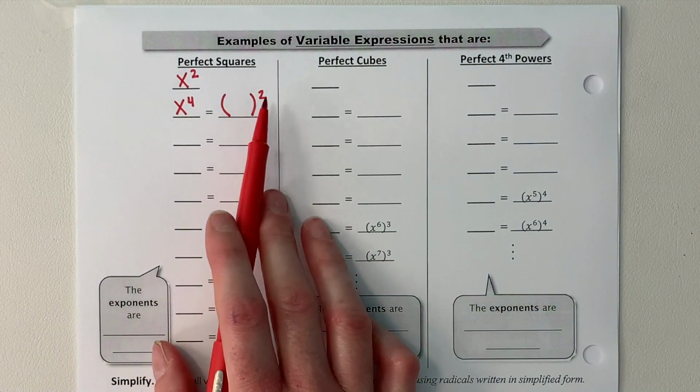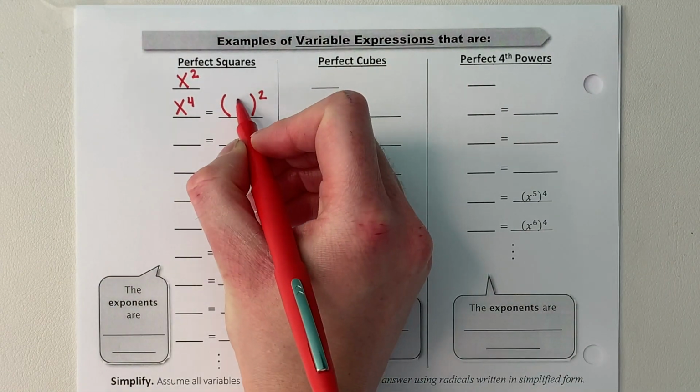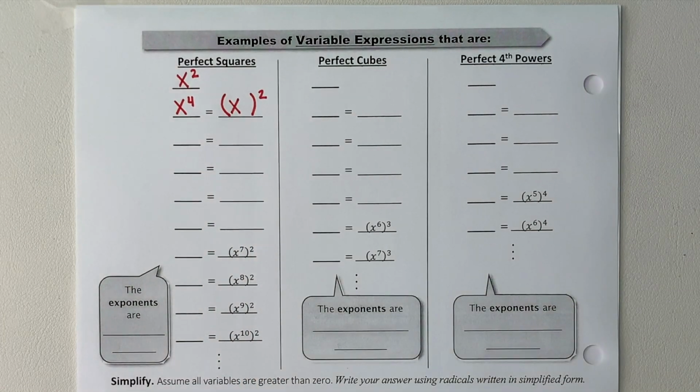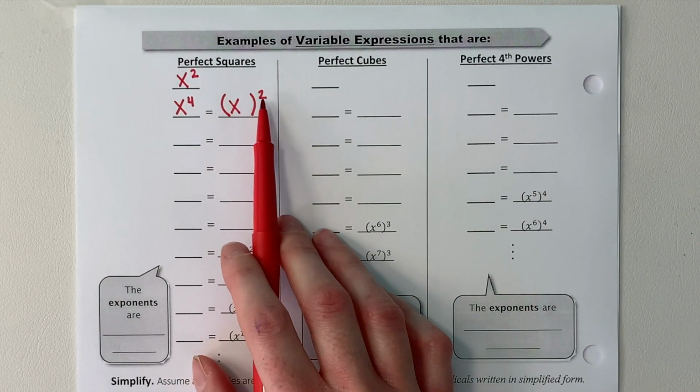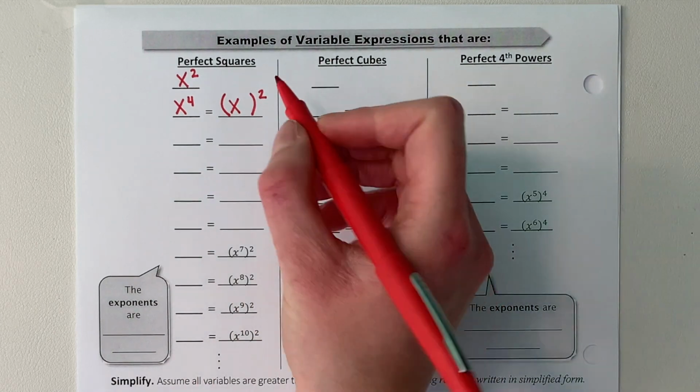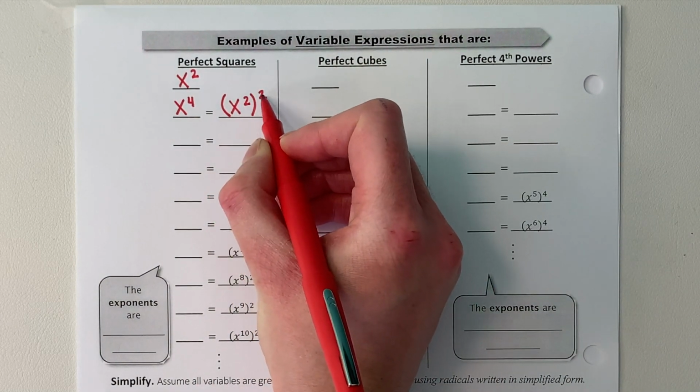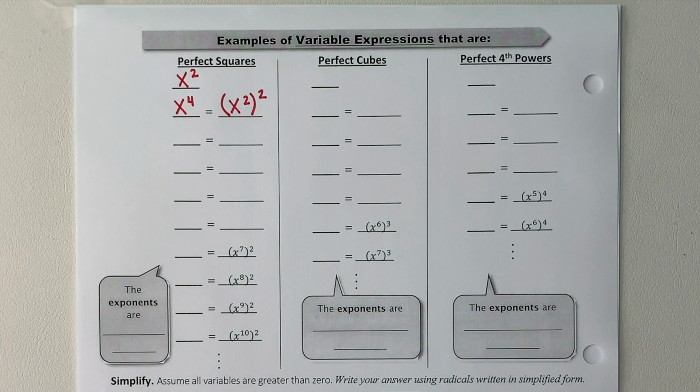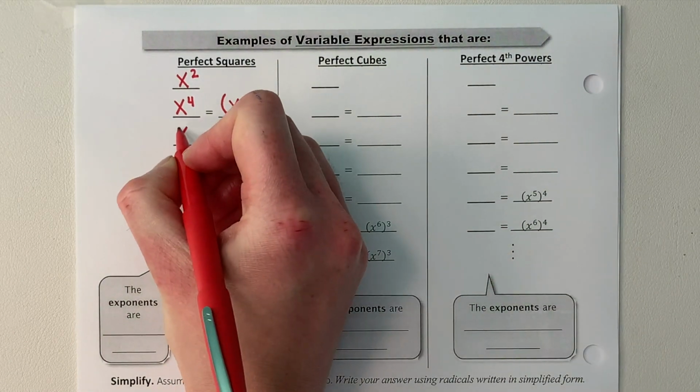And x to the 4th is a perfect square because it can be written as some quantity squared. Let's see, what do we have to square to get x to the 4th? Well, if we remember, our rules of exponents tell us that when you raise a power to a power, you multiply. So it looks like we'd have to put a 2 here because 2 times 2 will give us 4. The next perfect square would be x to the 6th.